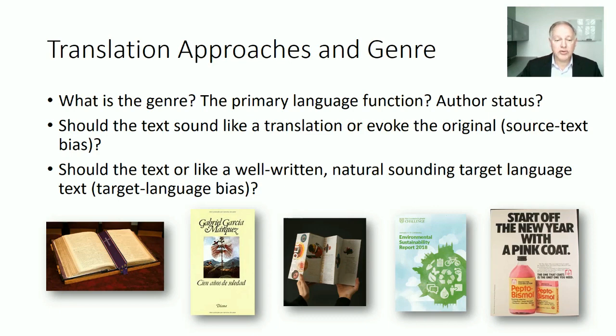The second text is a novel, a very well-known novel. Hopefully you're familiar with it, Cien Años de Soledad, right? It's a novel by the Colombian writer Gabriel Garcia Marquez. So the genre is literature, novel to be more specific. The primary language function is expressive or artistic. So the status of the author and his characteristic style is very important. So again, we're on the faithful, perhaps, or literal side.